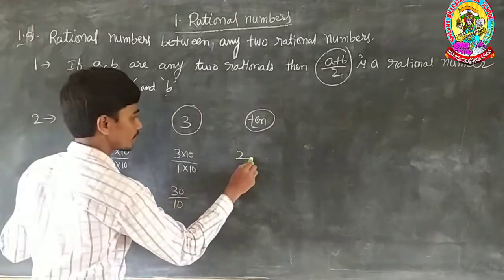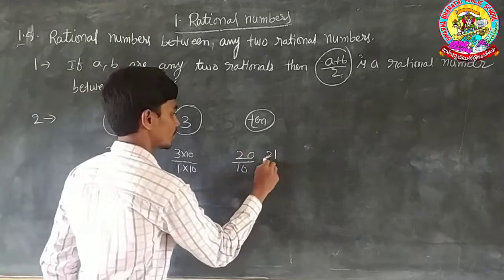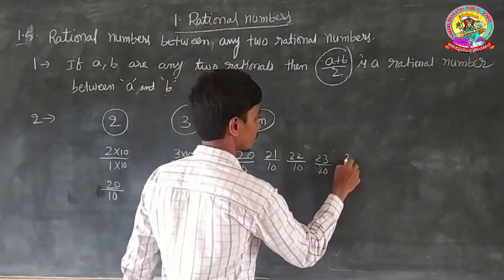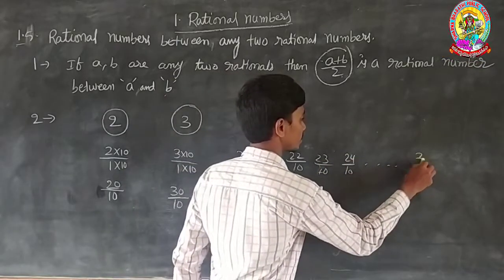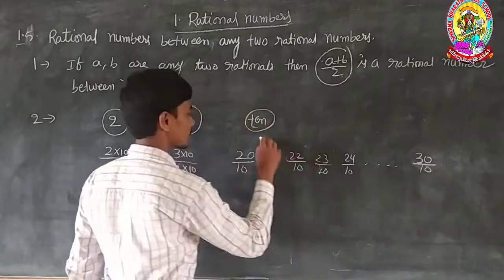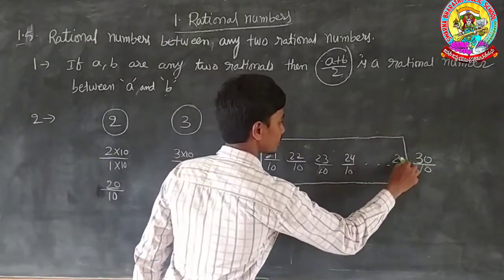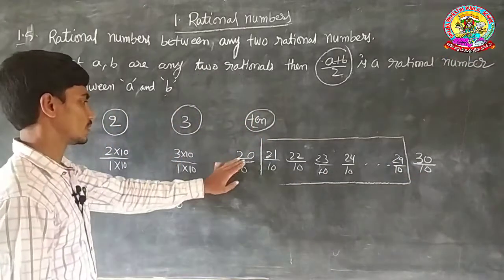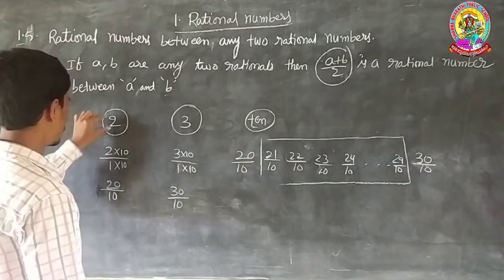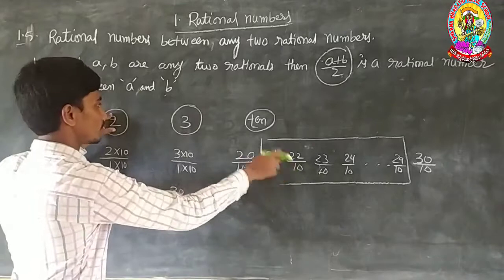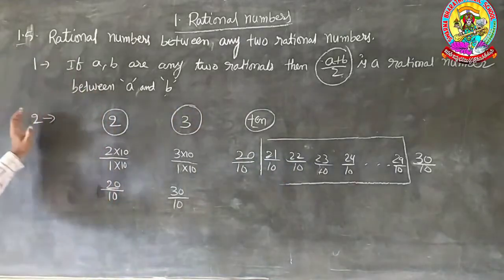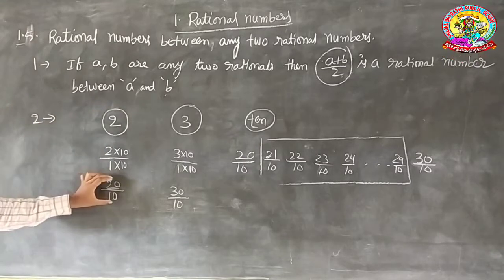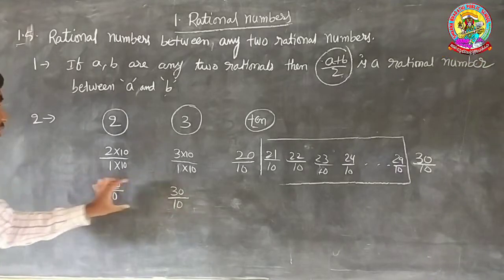So now you can easily write the rational numbers in between 20 by 10 and 30 by 10. Those are 21 by 10, 22 by 10, 23 by 10, 24 by 10, and so on, up to 30 by 10. So these are the rationals in between 20 by 10 and 30 by 10. This is just a conversion of 2, so all these are rationals in between 2 and 3. The second method is simply to convert the given numbers into equal fractions, not like fractions.